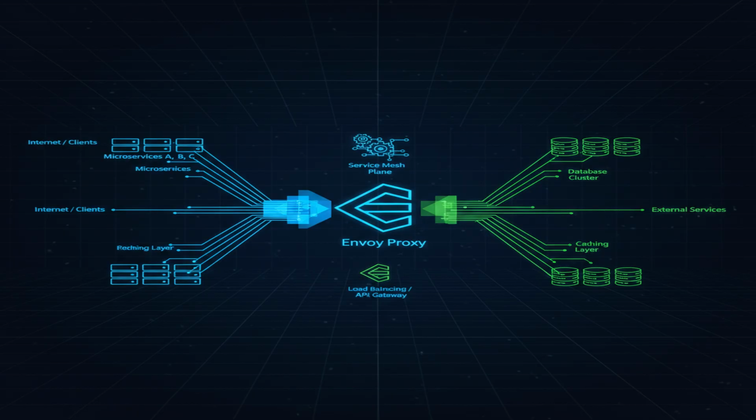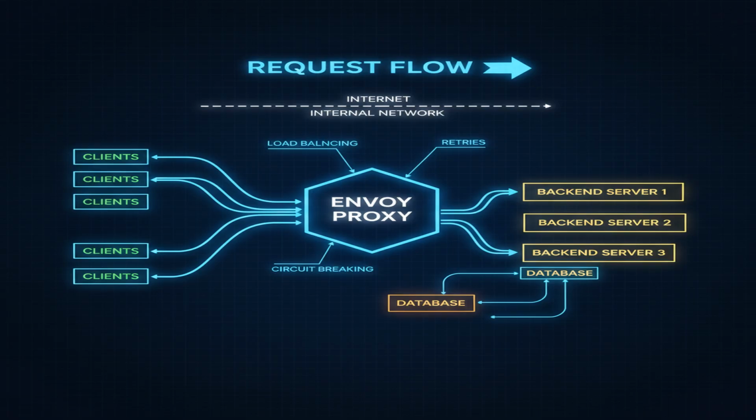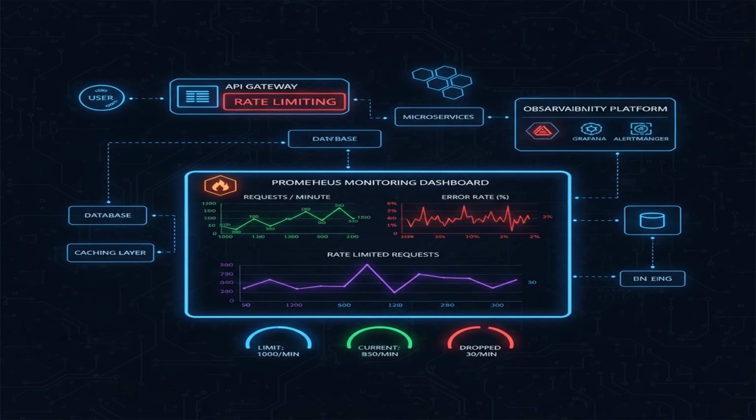Now, to intelligently manage traffic and enforce our rate limits, we'll integrate Envoy Proxy. Think of Envoy as the intelligent gatekeeper for our API. Envoy intercepts all incoming requests, checks if they comply with the defined rate limits, and then forwards them to our backend API servers. This ensures controlled access.